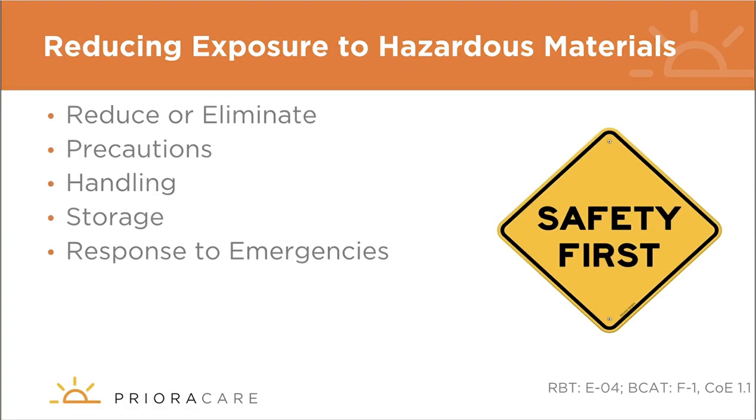Now that we have reviewed information on the hazard classification system, labels, and safety data sheets, let's go over how behavior technicians can reduce their exposure to hazardous materials in the workplace. In particular, we will discuss ways to reduce or eliminate hazardous materials, precautions that can be taken, general handling guidelines, general storage guidelines, and general responses to emergencies.